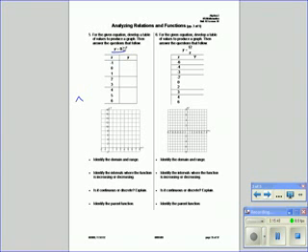The caret button is right underneath the clear. And then you're going to hit the X. You're going to hit graph. What does that graph look like? It looks like this.